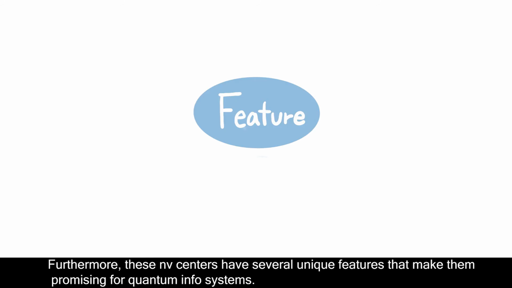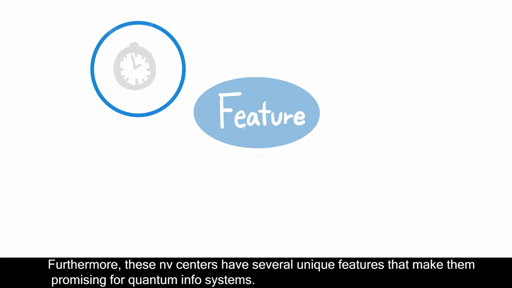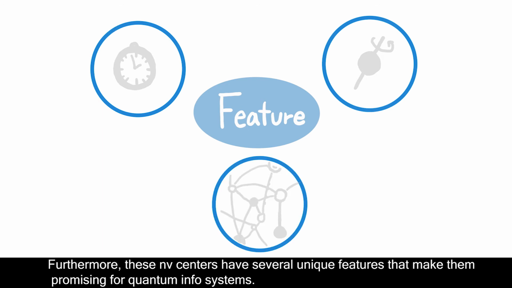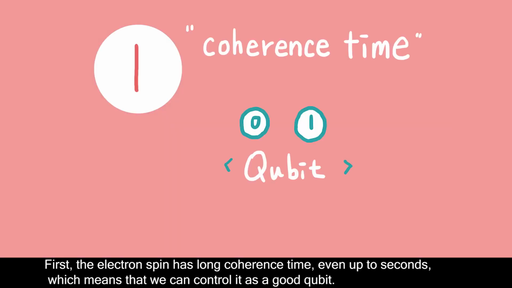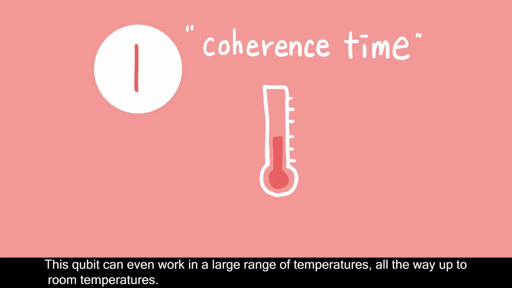Furthermore, these NV centers have several unique features that make them promising for quantum information systems. First, the electron spin has a long coherence time, even up to seconds, which means that we can control it as a good qubit. This qubit can even work in a large range of temperatures, all the way up to room temperature.